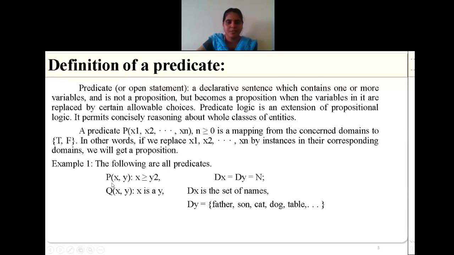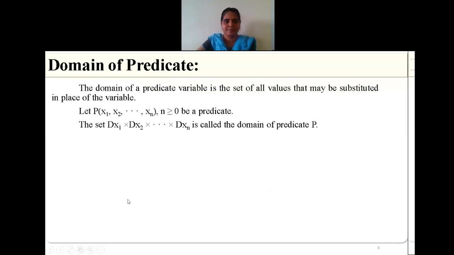Here is an example. Here P and Q are two predicates. The predicate P contains the two variables x and y, that is x is greater than or equal to y raised to 2, where the domain of x and y is equal to natural numbers. Similarly for Q also, there is a set of names: father, son, cat and dogs. If you replace x and y values here, then this Q becomes a proposition.